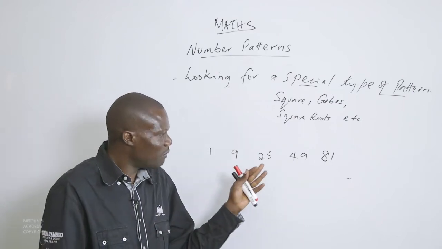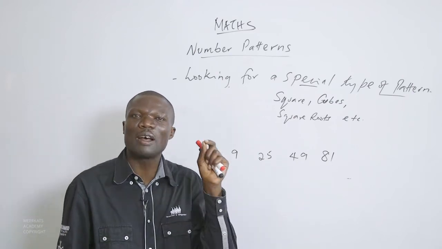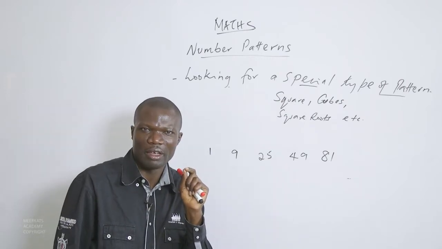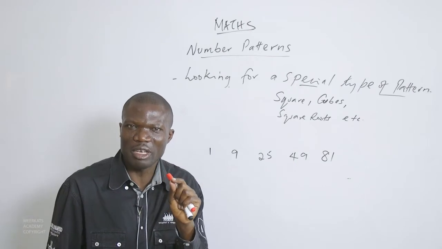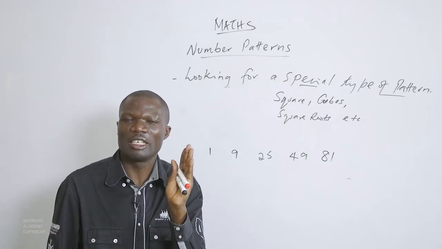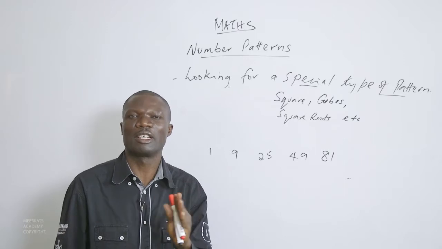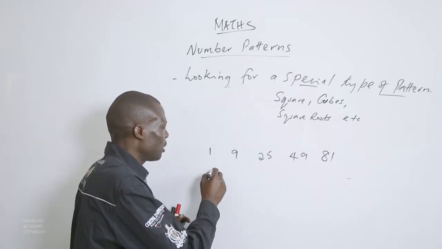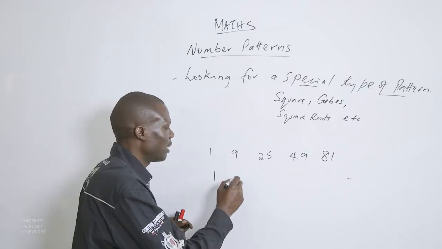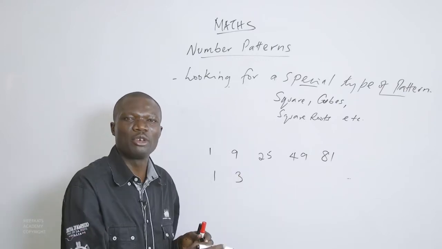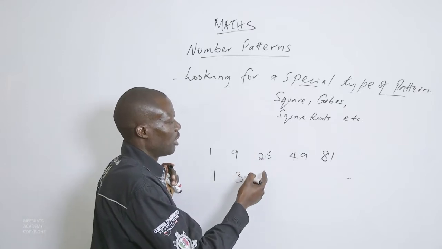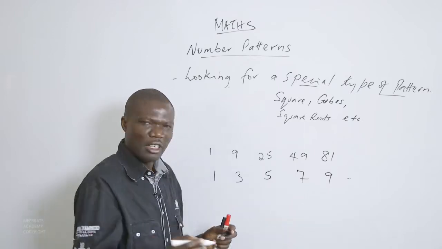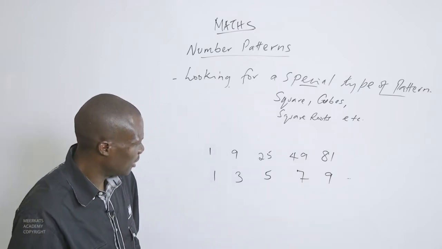You'll find that every number you are finding is a perfect square. If a number is a perfect square, it means its square root is even, we don't remain with a remainder. So the square root of 1 is 1, square root of 9 is 3, square root of 25 is 5, then this one is 7, this one is 9. Take note of this.